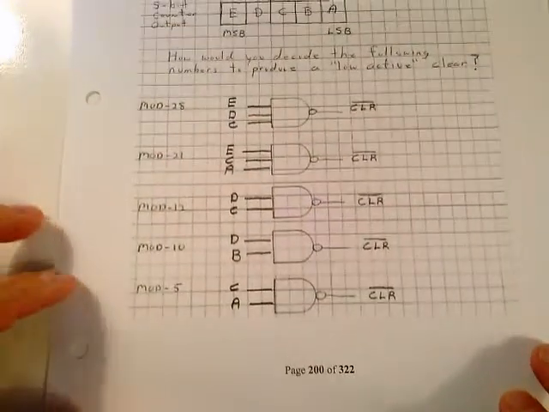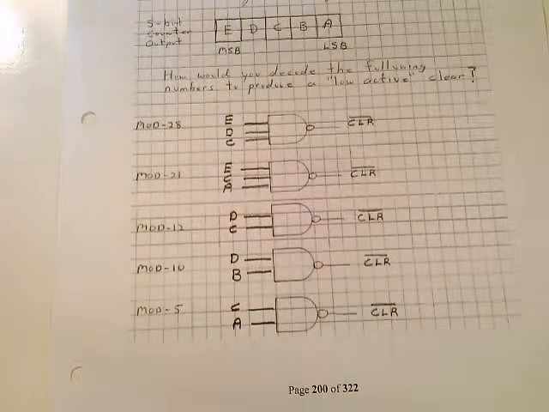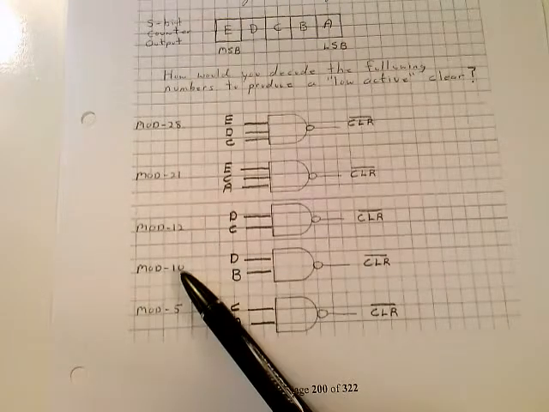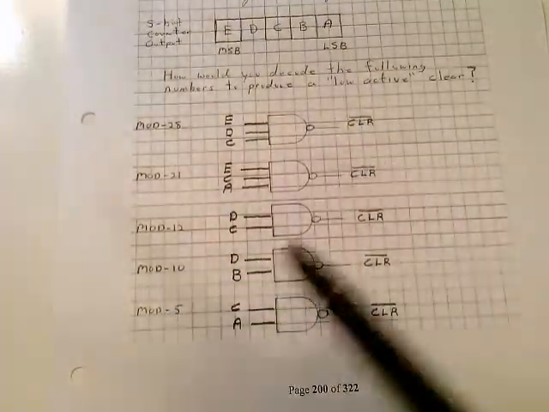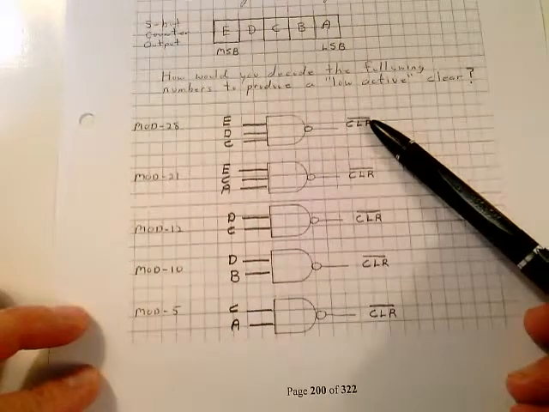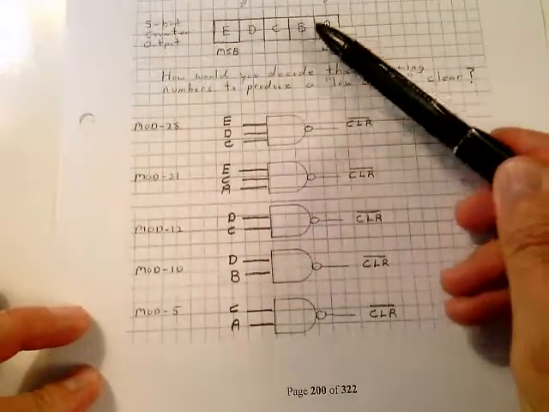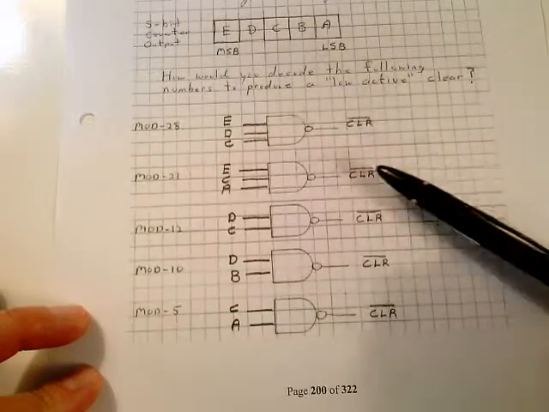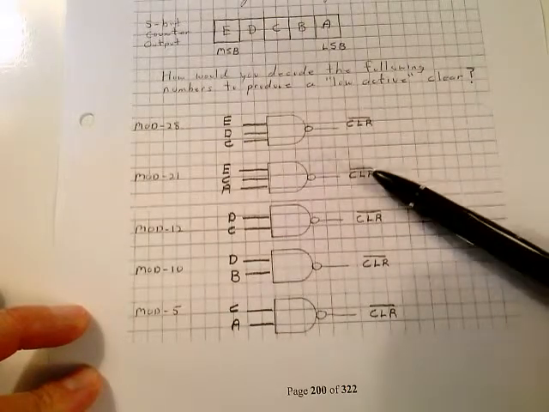If you did it correctly, and I hope you do, because you have to know how to do this, and you should understand it. There's your answers. There's your decodes to get a mod 28, or to get a mod 21, or to get a mod 12, or to get a mod 10, or get a mod 5. There's 5 examples. And this goes to the clear of all flip-flops, the asynchronous clear of all the flip-flops.